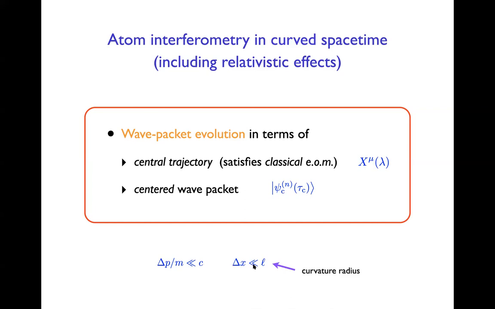And similarly, in terms of comparing the spatial extent of the atomic wave packet to the curvature radius of spacetime. So for example, for experiments on Earth, these atomic wave packets have sizes of hundreds of micrometers, 1 millimeter, and the curvature radius of Earth, even on the surface, is of the order of tens of thousands of kilometers. So again, it would be a very, very small ratio.